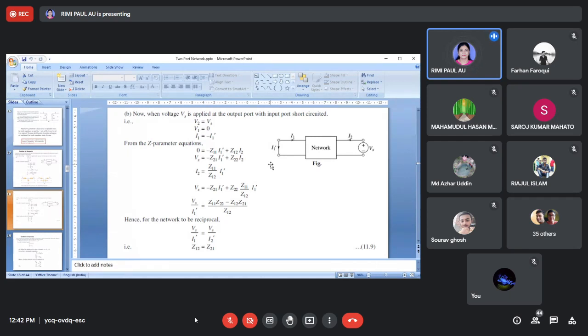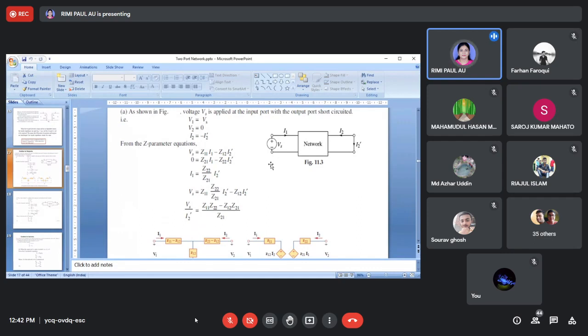Okay, so we will see how to find it the same way you said. I am taking V1, the input voltage supply, and I1, the input current. Now I am taking V1 equal to Vs, and now the current we have to measure. So what is the current?